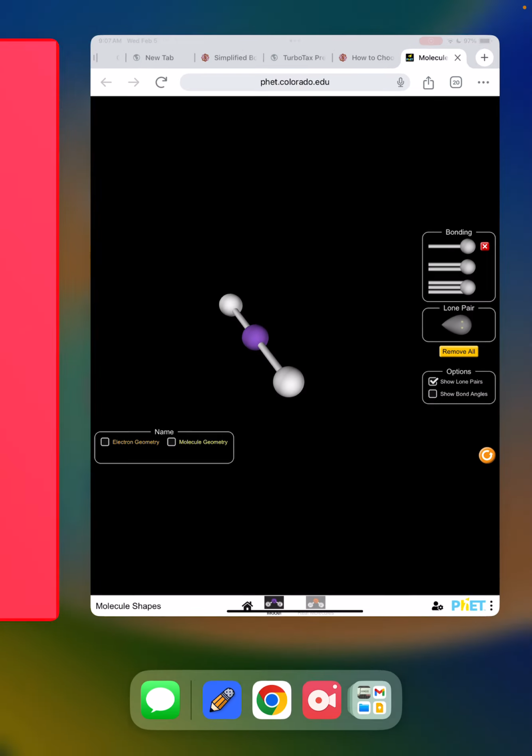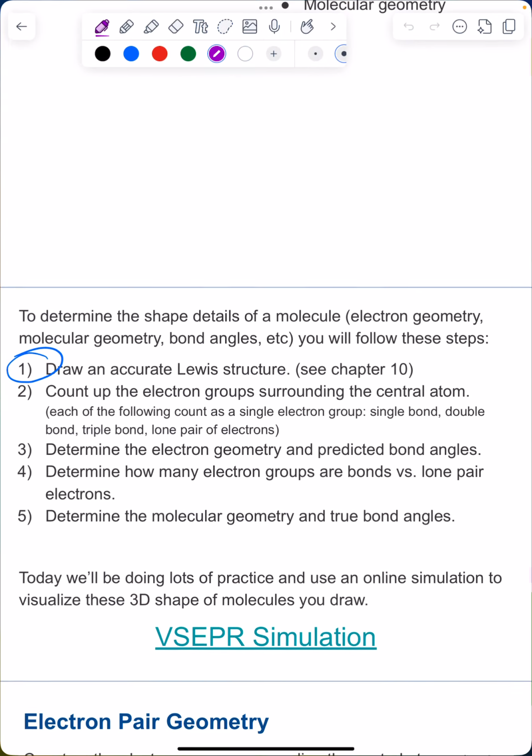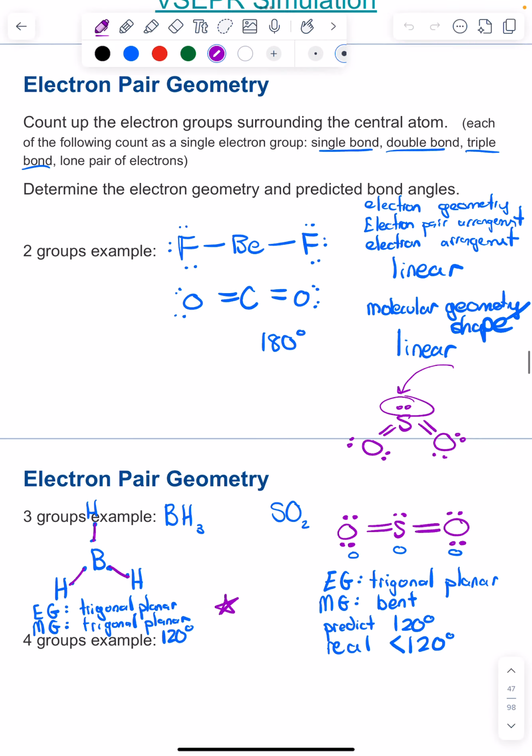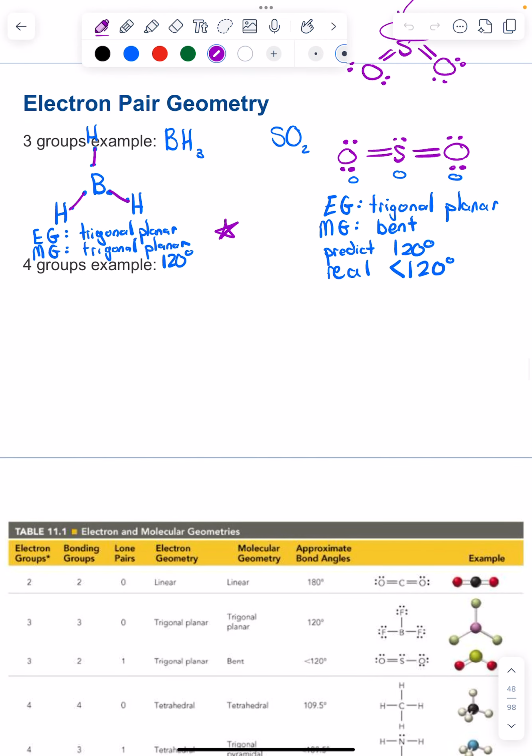So we are going to start, thankfully, all of the classes are in the same place. I made sure to end everybody after we talked about the 3-group examples. And so now we're going to move on to the 4-group examples.